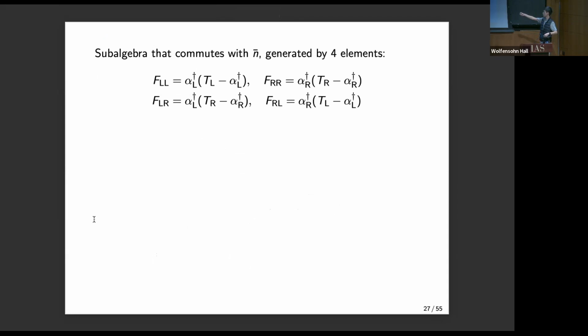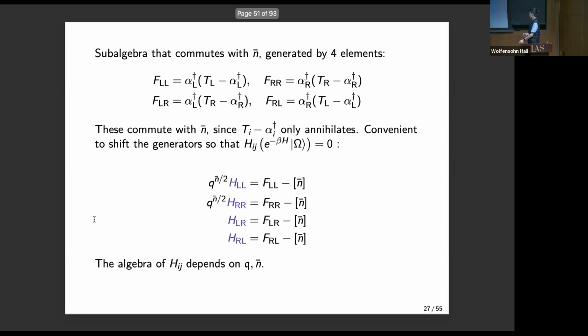If you multiply it by an annihilation operator, you could get something which does not change the chord number. This is why you needed to remember that T left contained a factor of alpha dagger left, but no factors of alpha dagger right. So the expression T left minus alpha dagger left only contains annihilation operators. These expressions are just one creation operator and some superposition of annihilation operators, so they manifestly commute with the total chord number. So these are four things. You can compute their algebra.